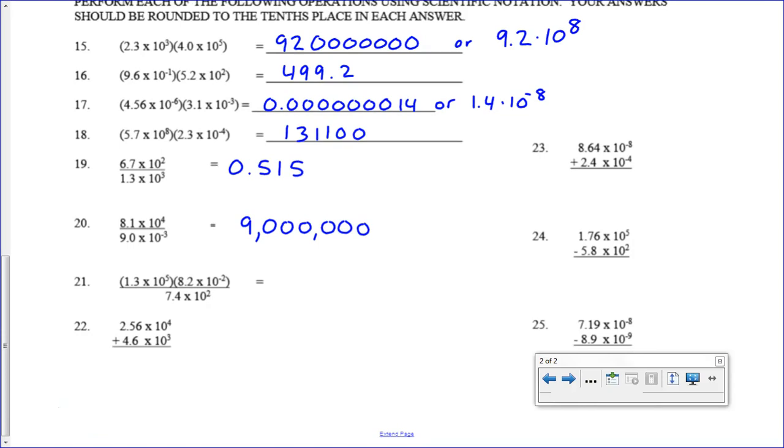For one like 23 over here on the right, it's the same general concept. So what you've got to do is just put 8.64 E negative 8, because that's the times 10 to the negative 8, plus, all right, 2.4 E negative 4. When I do that, my calculator spits out 0.000240086. All right.